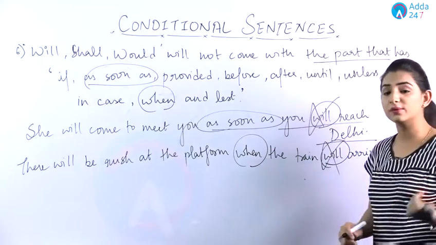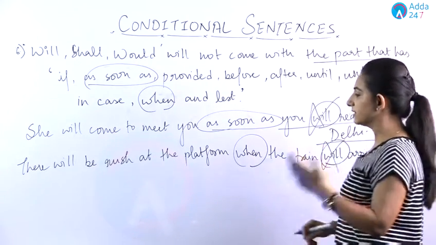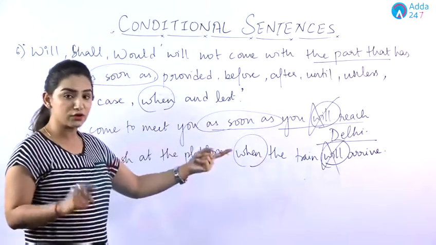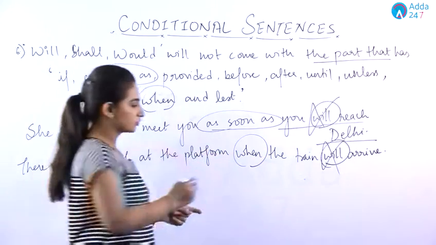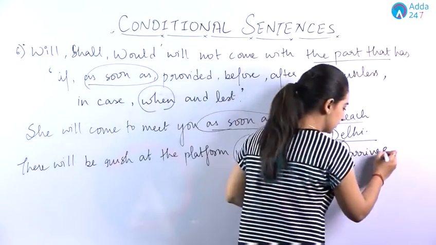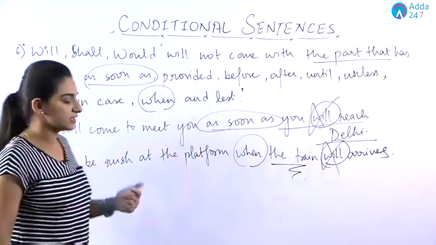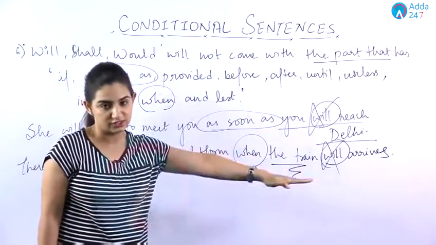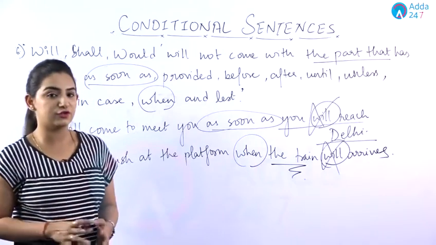So here will be removed and the sentence will become there will be rush at the platform when the train arrive. Now here will we place arrive? No. Train is singular, so arrive will become arrives, and the correct sentence will be there will be rush at the platform when the train arrives. Now let's move on to the seventh rule.